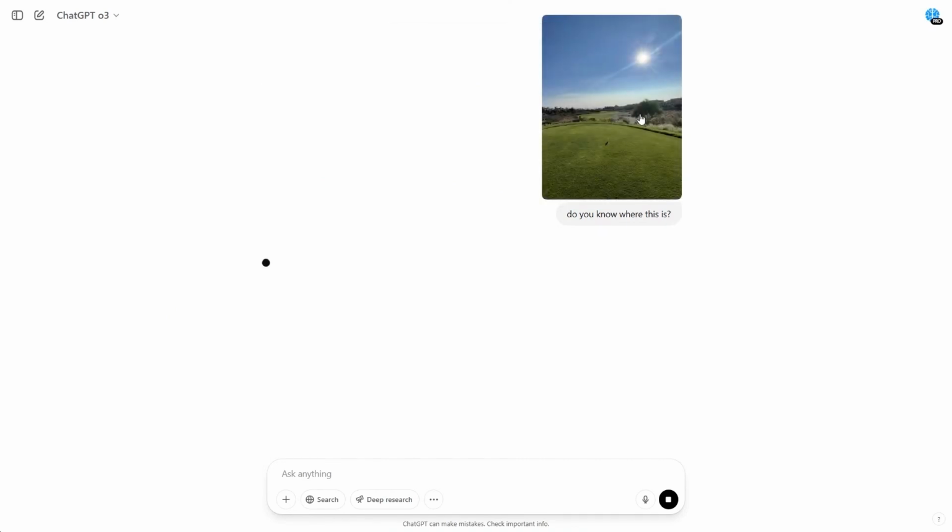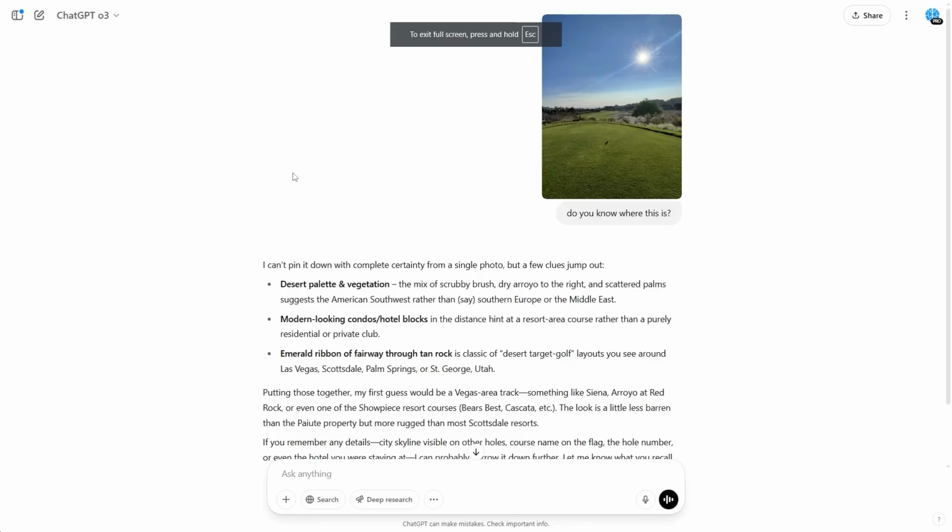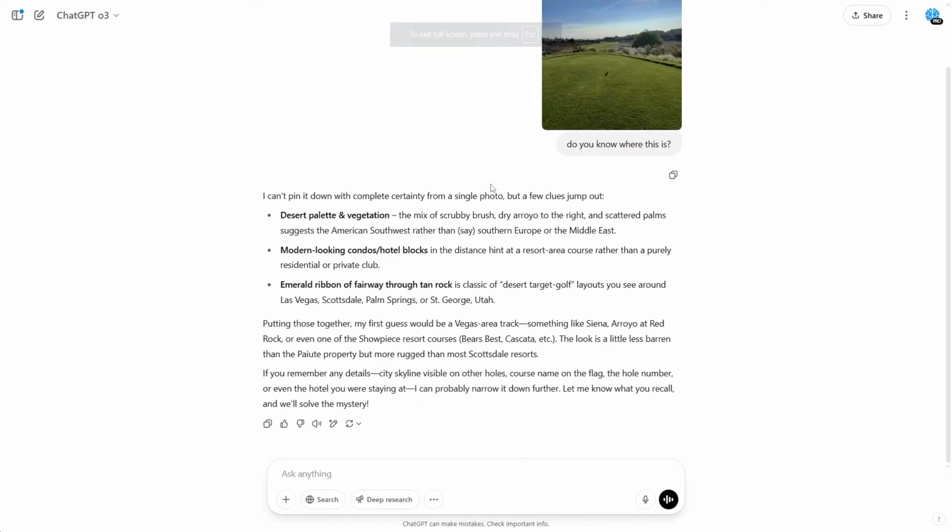Try uploading a cityscape or even a landscape image and ask O3 to analyze it. Ask questions like, where could this photo have been taken? Or, what kind of weather is depicted in this image? Watch as it reasons through its analysis. You'll be amazed at how deeply it can understand the details.